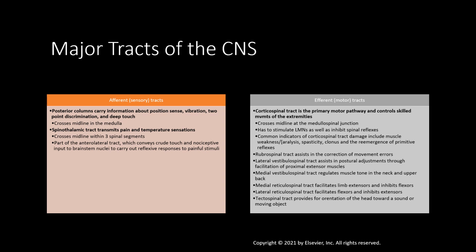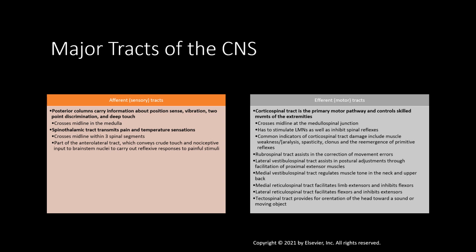The spinothalamic tract transmits pain and temperature sensations, and it crosses midline within 3 spinal segments. So you can have patients who have loss of proprioception and deep touch on one side of the body and loss of pain and temperature on the other side of the body. Part of the anterolateral tract, which conveys crude touch and nociceptive input to the brainstem nuclei to carry out reflexive responses to painful stimuli. Our corticospinal tract is the primary motor pathway and controls skilled movements of the extremities.